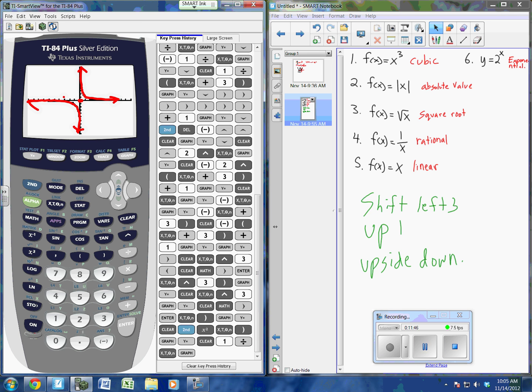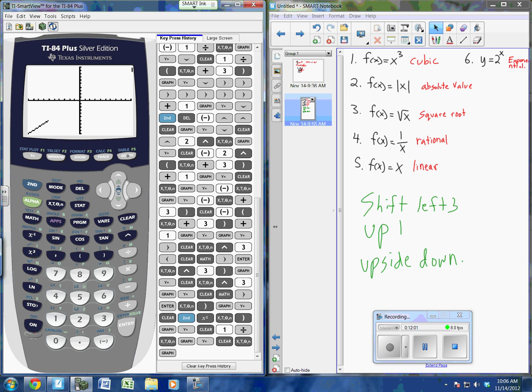Got it? Read. Oh, cool. Okay, now, next one. The x. You guys all know how to do that one. Y equals x. That one should be pretty simple. And it looks like that. Got it? It's a linear equation.